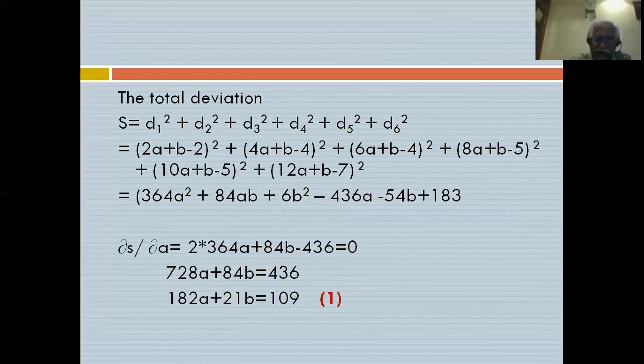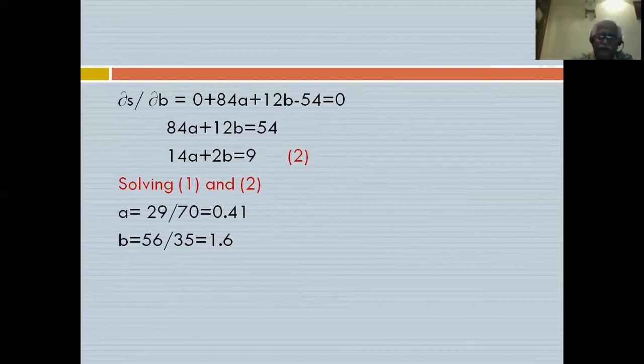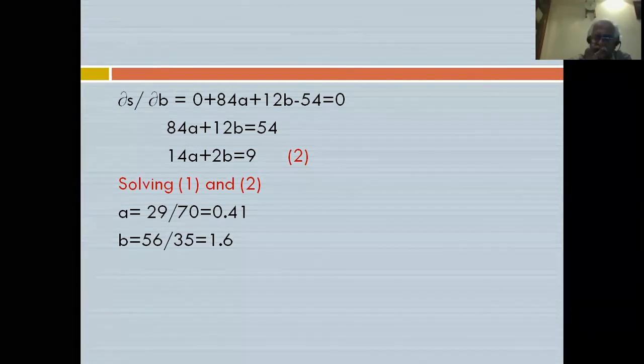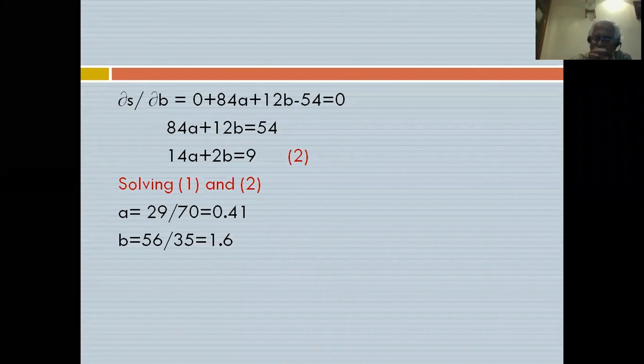We try to find out a and b by derivatives, partial derivative with respect to a. So we got an equation like this, 182a. And I have explained to you how to do it. Next, with the b, we got the equation. So 1 and 2, now you are solving the simultaneous equations. We got the value of a and b, and that's how slope and intercept are calculated.